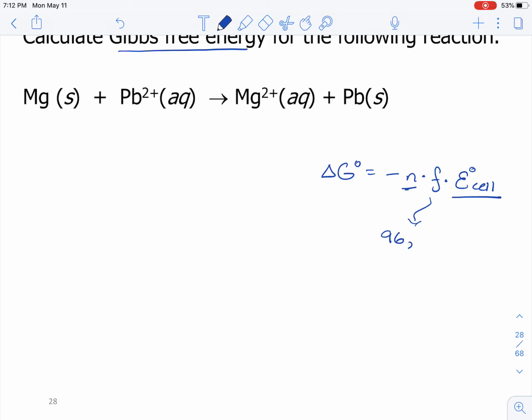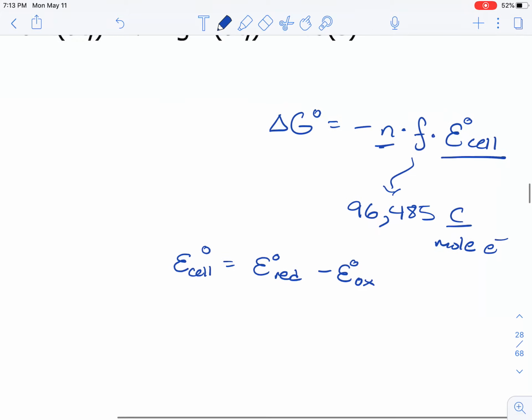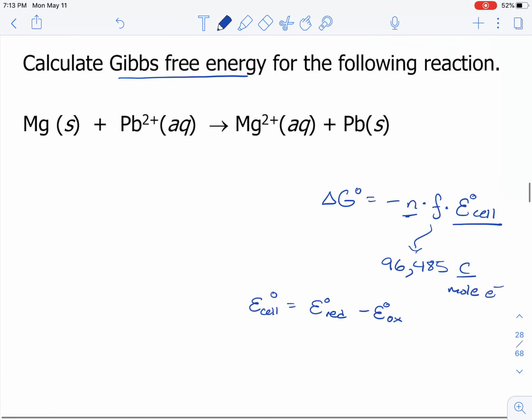That's going to be 96,485 coulombs per mole of electrons transferred. And so to calculate the standard cell potential, that's going to equal the reduction potential minus the potential for oxidation. Very similar to what we did in the previous problem.